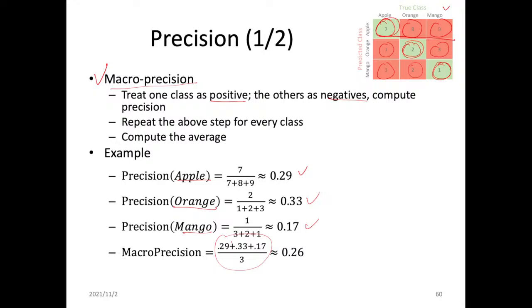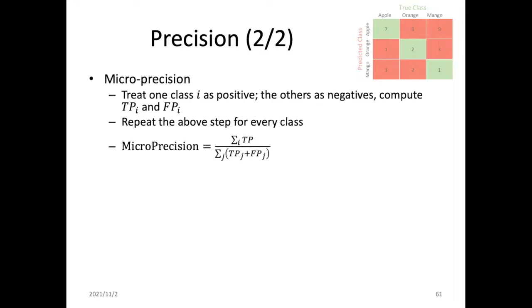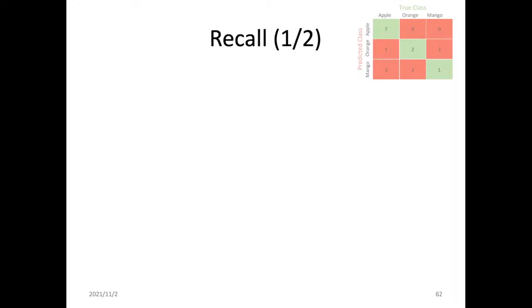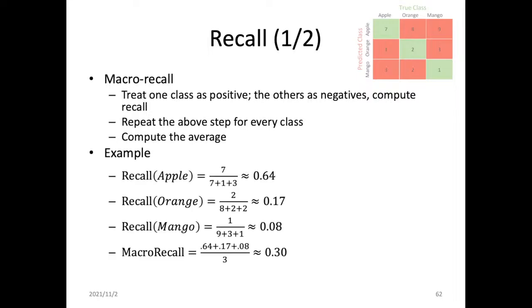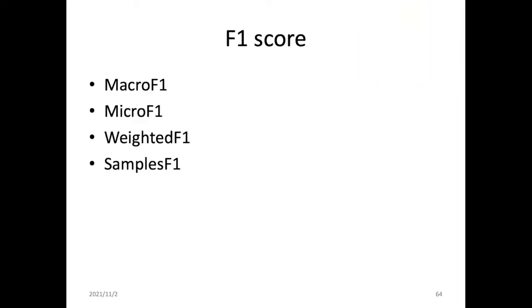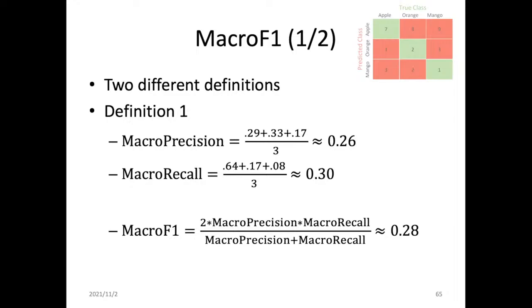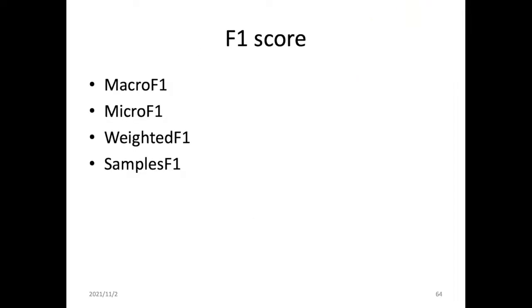But unfortunately, there's another way to compute macro, and you will see both kinds of definitions in papers. Let me introduce another kind. Oh, I'm sorry, I made a mistake. Macro precision only has one definition. It's the macro F1 score that has two different definitions. Okay, sorry.